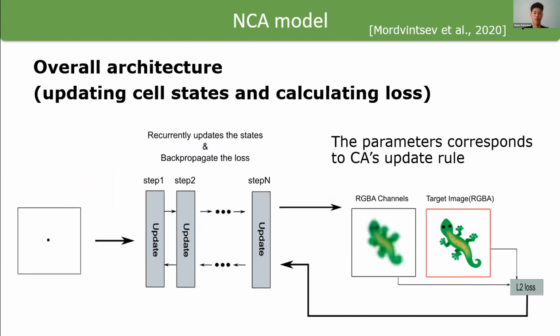For the overall architecture, the model inputs cell states to the update function, which I described in the previous slides, and then updates them recurrently. After that, it calculates the loss between the RGB channels of the generated pattern and the target image, and then backpropagates the loss to the neural network in the update function.